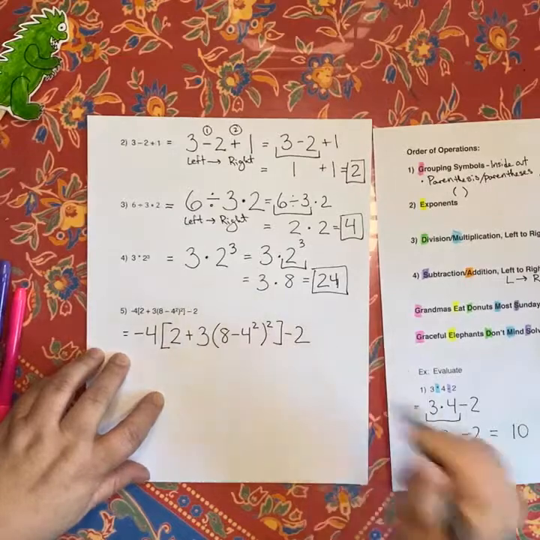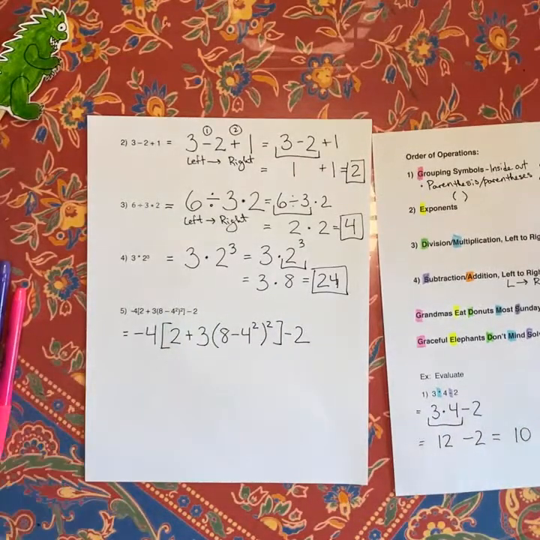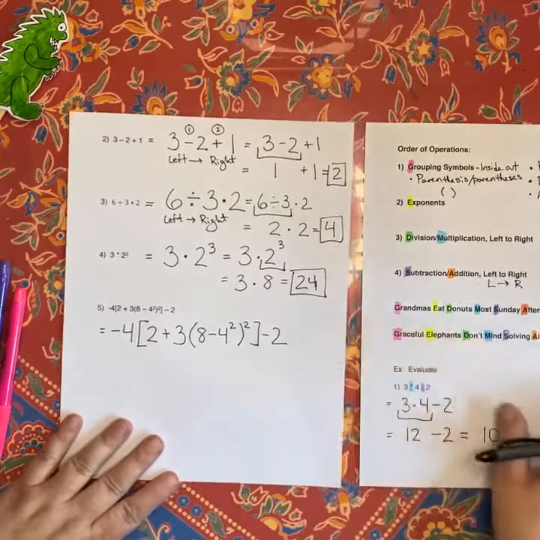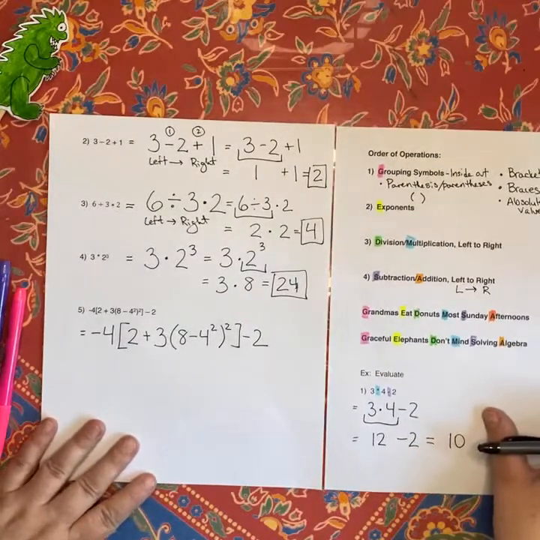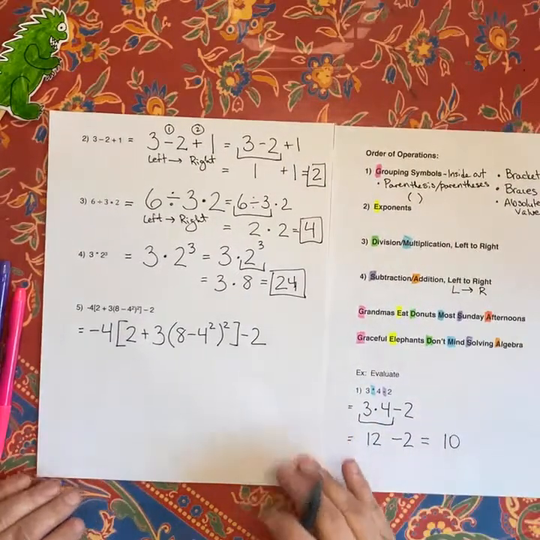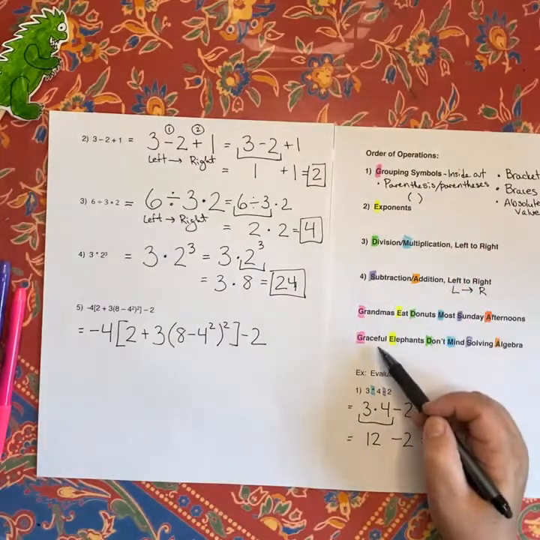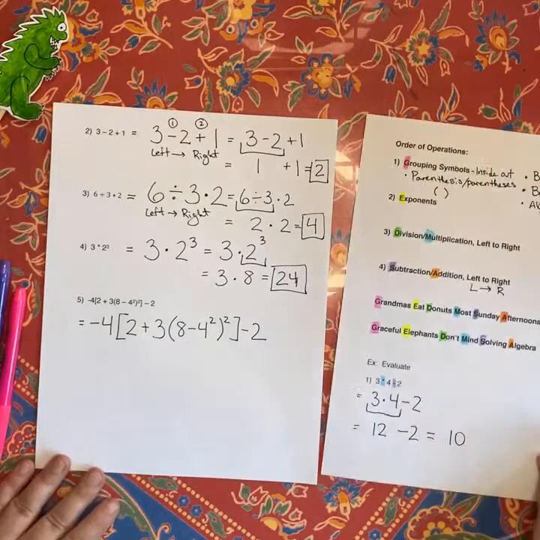Ooh, this has got lots of interesting moving parts. I probably will not finish in this sheet. I'll probably have to go for another sheet, but that's okay. We can do that. Okay, order of operation. Let me scooch this over a little bit so you can see both of them. First thing we want to look for, very first thing, grouping symbols. Do I have any grouping symbols?